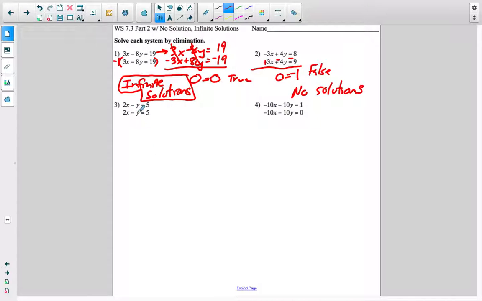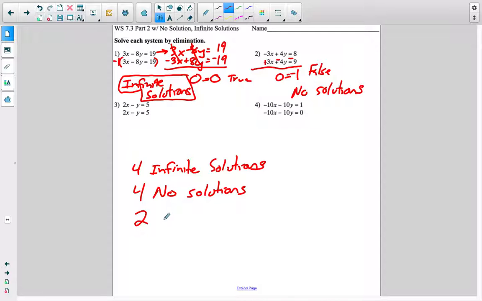So your assignment on this worksheet is to do 1 through 10. I can tell you right now, if you look at the bottom, there are going to be 4 infinite solutions, 4 no solutions, and just like example 1, there are going to be 2 problems here that have 1 solution. So you'll have to calculate an x and a y, not necessarily in that order.